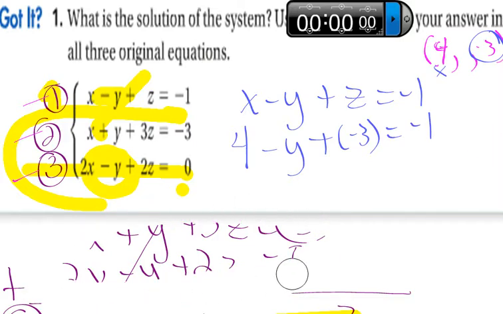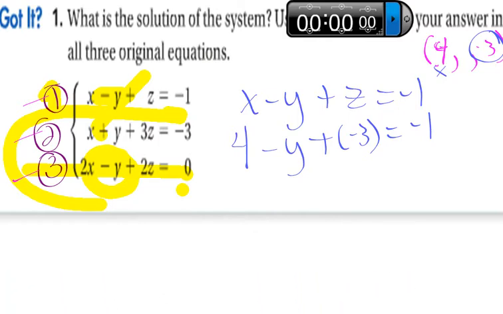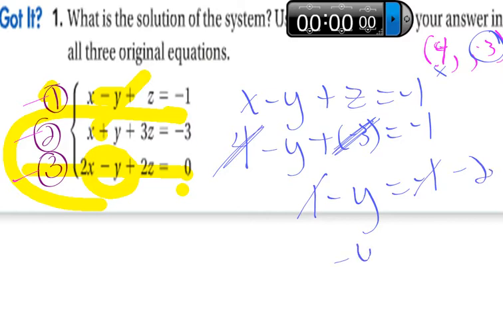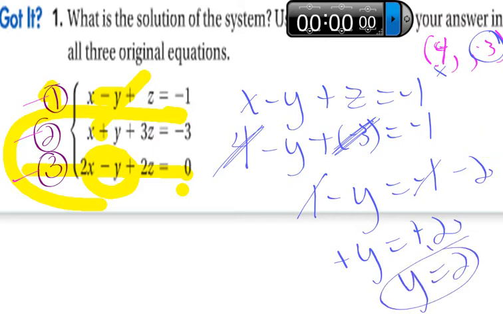Okay, let's erase some more there. Now I'm going to combine my like terms. 4 and negative 3 equals 1. So we have 1 minus y equals negative 1. Now just solve for y. Subtract 1 from each side and we get negative 2. So we have negative y equals negative 2, so y is equal to 2. Now we have all three variables solved for, and that is the solution to our system of 3 variables. It is 4, 2, and negative 3.